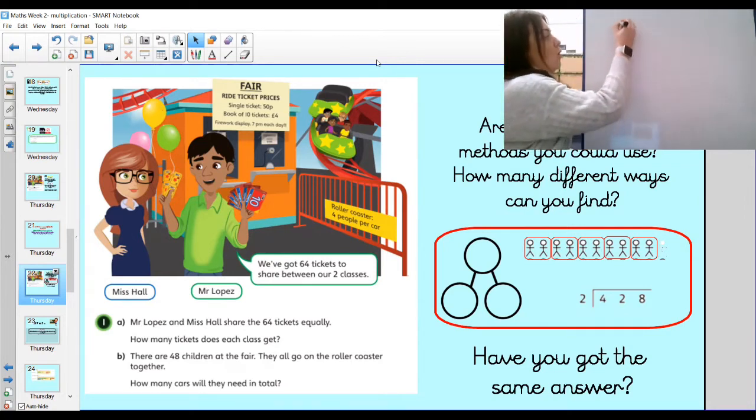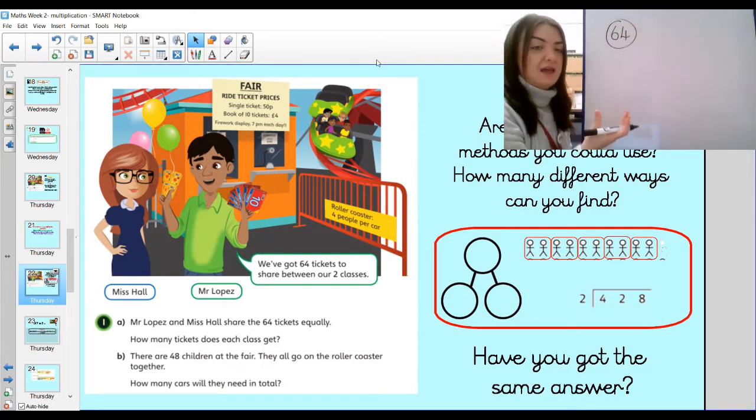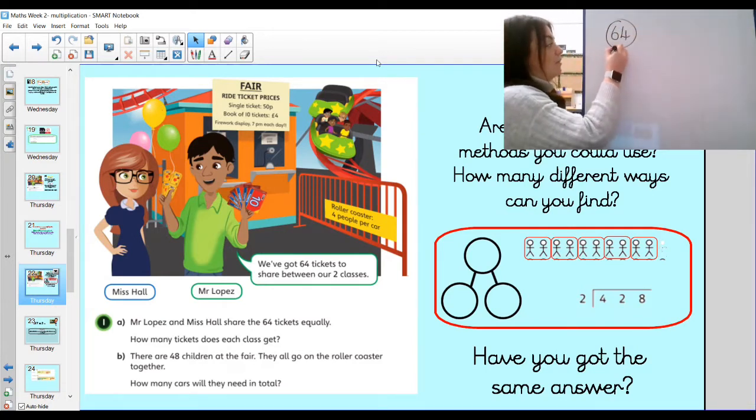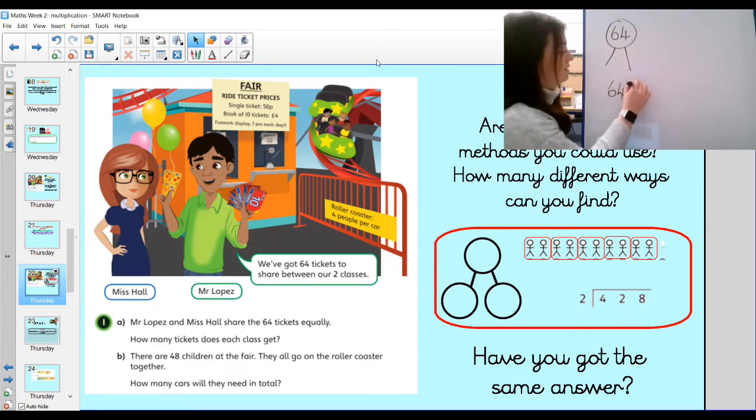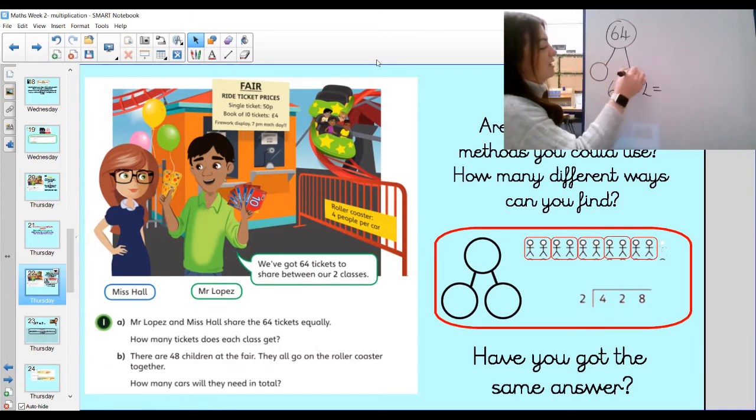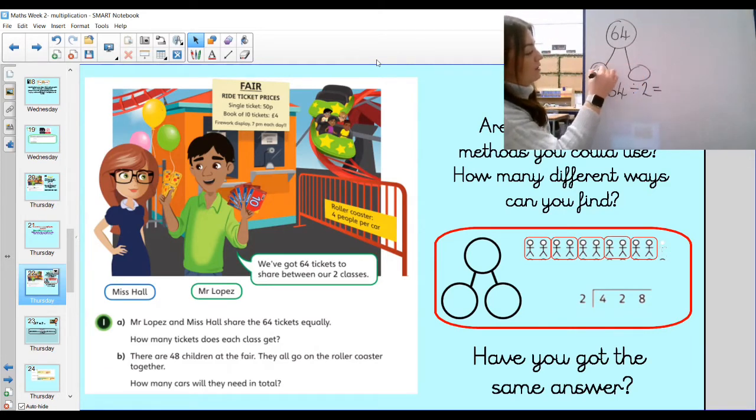So my whole is going to be 64 because that's how many tickets they've got. Okay, I'm going to partition 64. Hang on, let me write my number sentence first so I know what I'm doing. So I'm going to do 64 and they're sharing it between their two classes, so dividing by 2. I'm going to partition the number 64 into its tens and its ones. It's got 60 in this part and it's got 4 in that part.